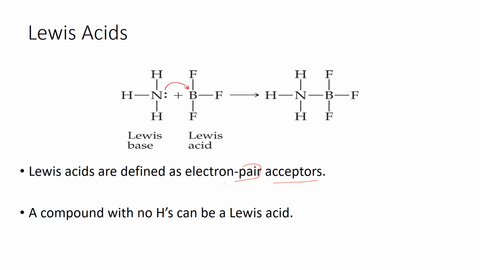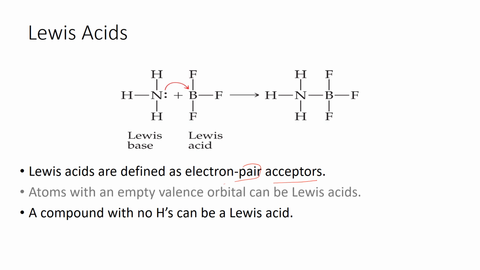So a compound with no hydrogens can still be a Lewis acid by basically looking at the movement of the pair of electrons. Atoms with an empty valence orbital can be Lewis acids, like when we talk of the D and F block elements. They have empty valence orbitals that can then accept the pair of electrons from the base, and so it makes them Lewis acids.